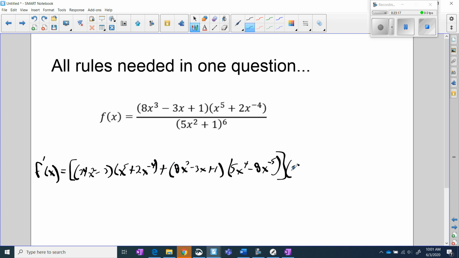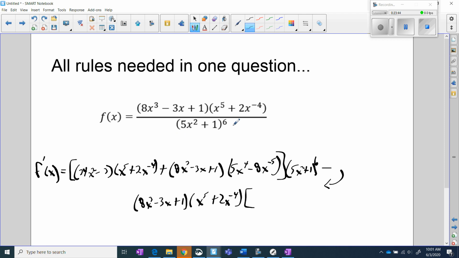So we rewrite the denominator, 5x squared plus 1 to the 6th, minus the numerator. I'm running out of room here, so let's go down here. So minus the numerator, which is 8x cubed, take away 3x plus 1, multiplied by x to the 5th plus 2x to the minus 4. So there's the numerator. And that gets multiplied by the derivative of the denominator.